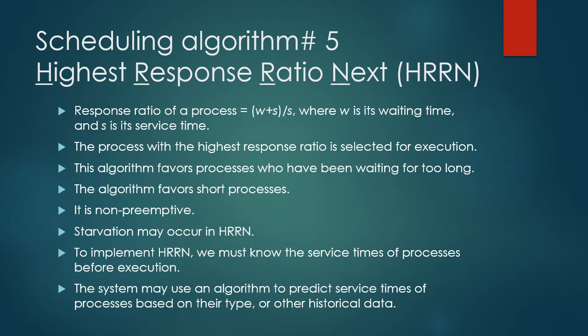The algorithm favors short processes. The smaller the value of S, the higher the response ratio. It is non-preemptive. Starvation may occur in HRRN. To implement HRRN, we must know the service times of processes before execution. The system may use an algorithm to predict service times of processes based on their type or other historical data.